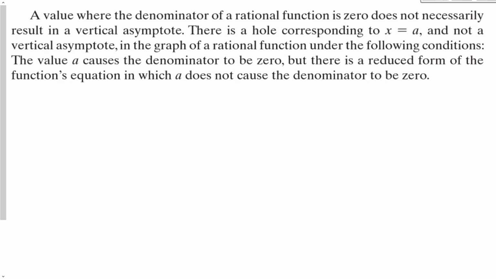Okay. So, more on holes here. A value at which the denominator of a rational function is 0 does not necessarily result in a vertical asymptote. There is a hole corresponding to x equals a and not a vertical asymptote in the graph of a rational function under the following conditions. The value of a causes the denominator to be 0, but there is a reduced form of the function's equation in which a does not cause the denominator to be equal to 0. Basically, all that means is you can cancel it out.